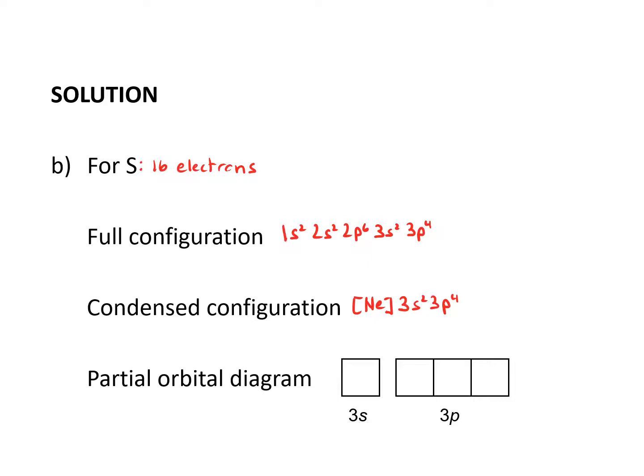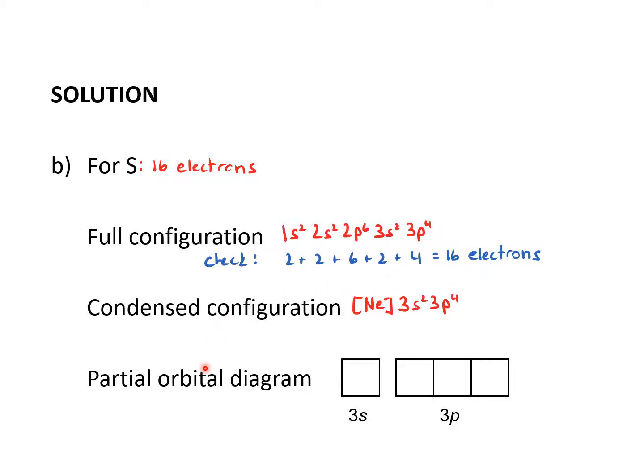Checking our work, we see that sulfur should have 16 electrons, as we mentioned on the previous slide. So adding the electrons, we see that we have 2 electrons in the 1s atomic orbital, 2 electrons in the 2s atomic orbital, 6 electrons in the 2p atomic orbitals, 2 electrons in the 3s atomic orbital, and finally 4 electrons in the 3p atomic orbitals. So adding them together gives us a total of 16 electrons, as we expected.